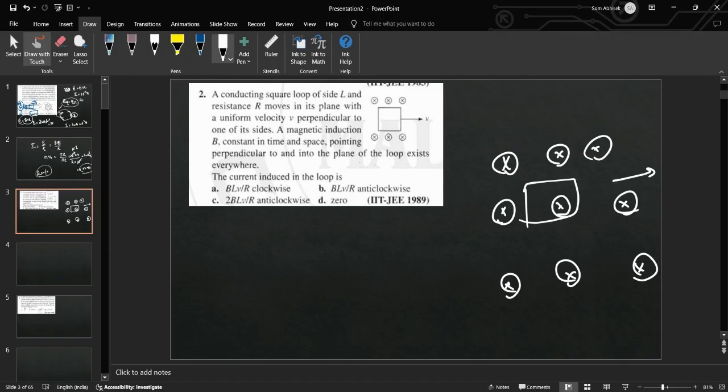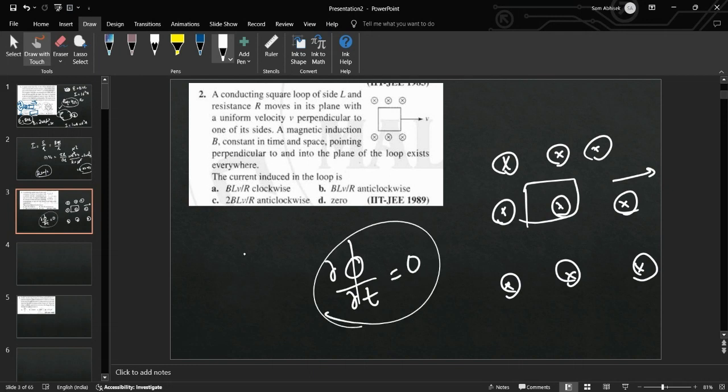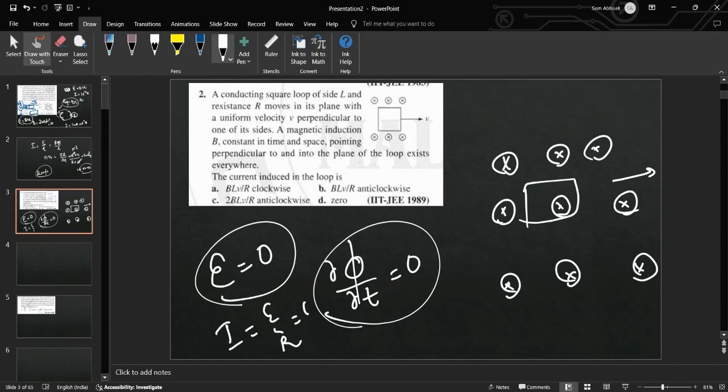So there is no change in magnetic flux, because the loop is not going anywhere. That means del phi by del t is zero. Flux is constant, so del phi by del t is zero means EMF is zero. EMF is zero means current, which is E by R, is zero. Very easy. So the answer will be zero.